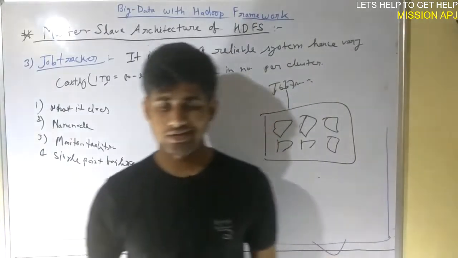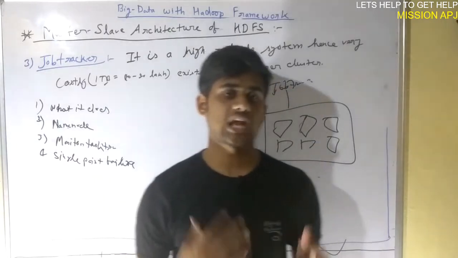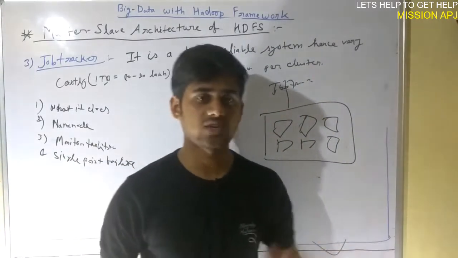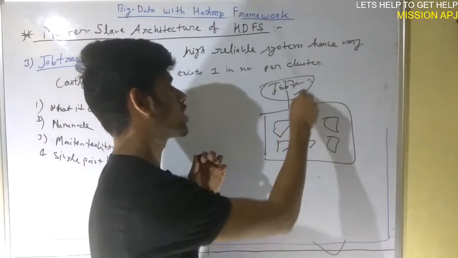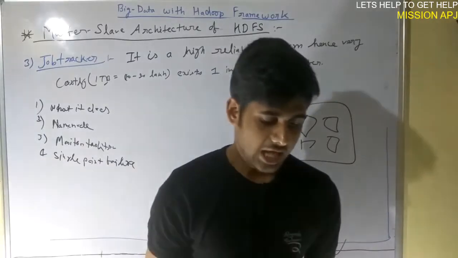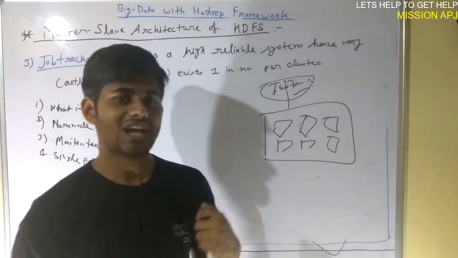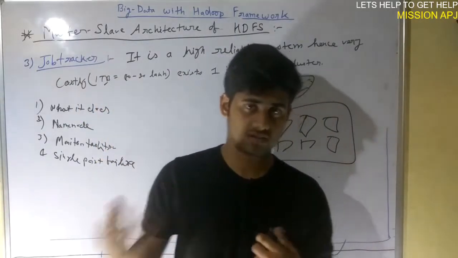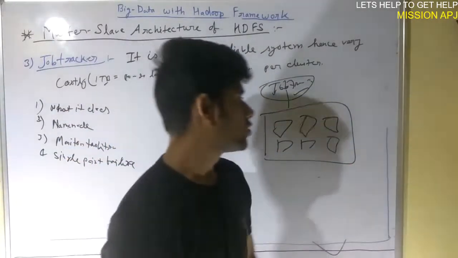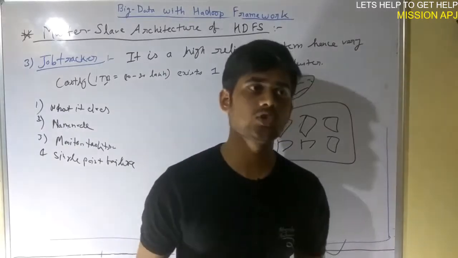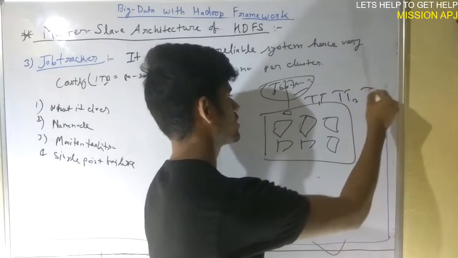What it does is, whenever a client queries something, suppose the client has stored the data in HDFS and will query something, that query will come first to this job tracker. Job tracker will take the query and it will find some slaves, which are task trackers, which we will discuss later, which will execute those queries. Suppose these are task tracker 1, task tracker 2, task tracker 3.